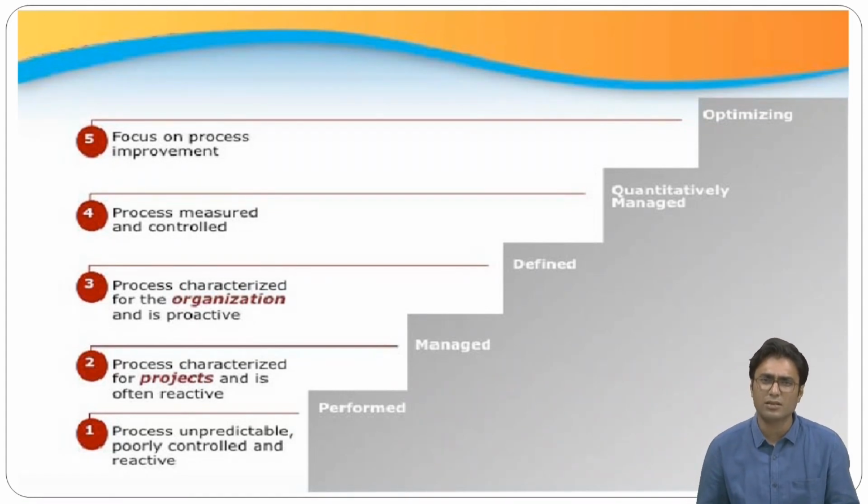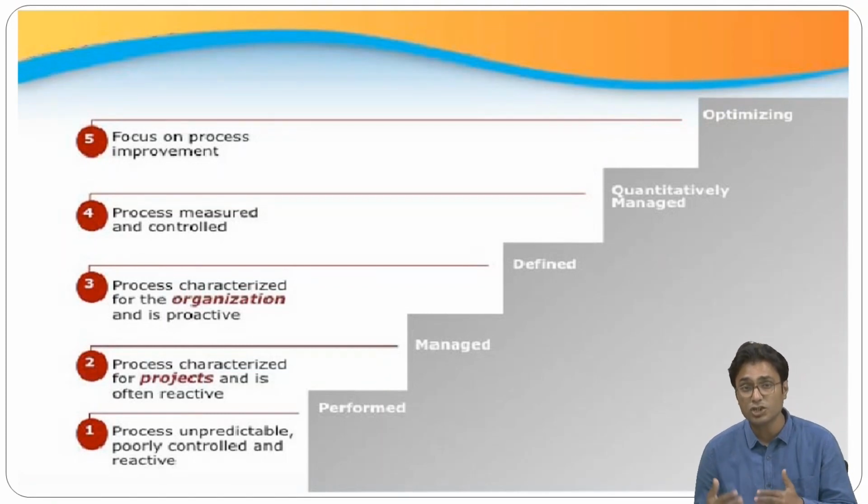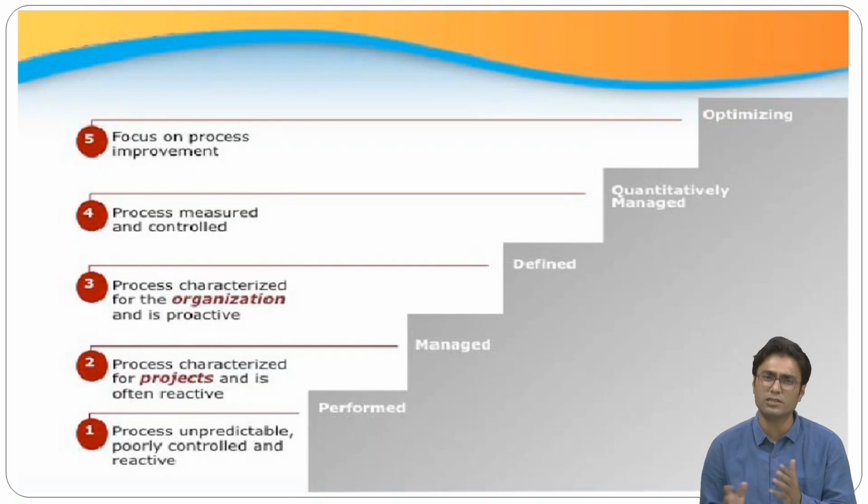So, as a result, the processes that are performed across the organization are consistent except for the differences allowed by the tailoring guidelines. Processes are managed more proactively using an understanding of the interrelationships of the process activities and detailed measures of the processes. So, actually, its work products and its services.